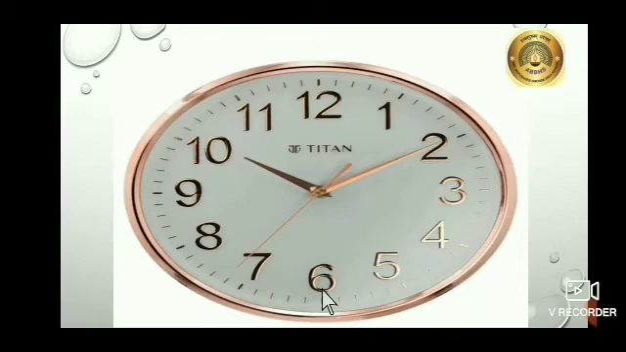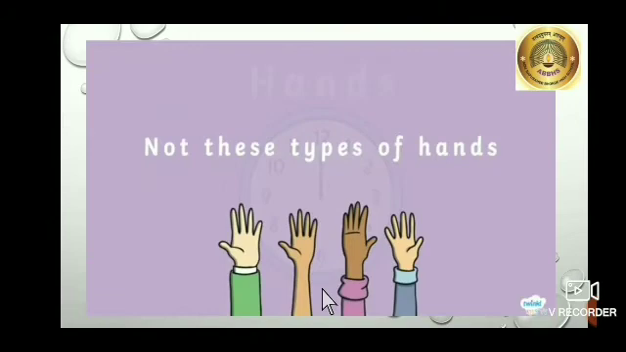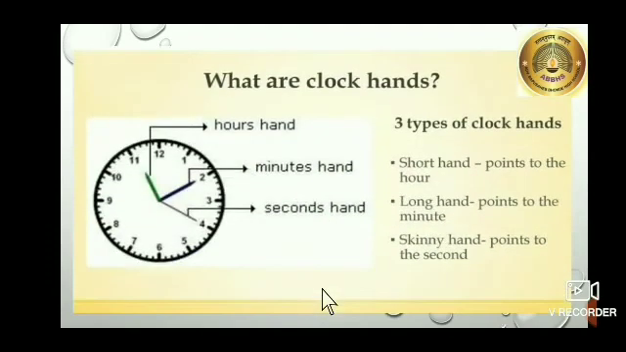So now we'll see clock hands. Not these types of hands. We'll see clock hands. So what are clock hands? So children, look at this picture. When we see the numbers 1 to 12 marked on the clock, we can see 3 hands.